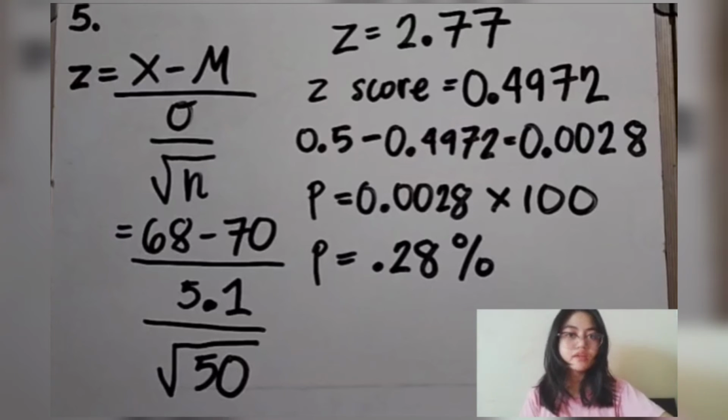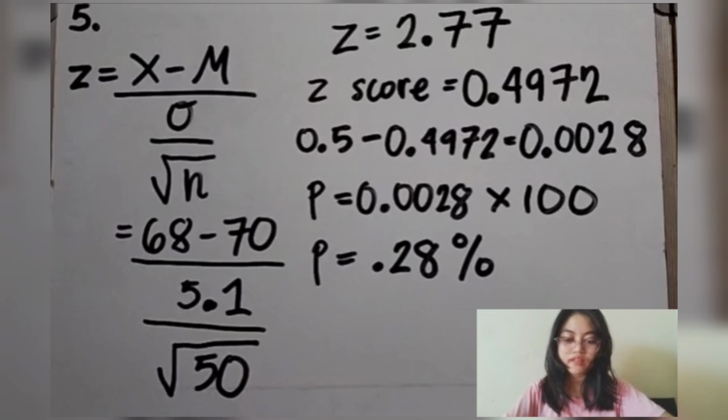For number 5, in a study of life expectancy of 400 people in a certain geographic region, the mean age at death was 70 years and standard deviation was 5.1 years. If a sample of 50 people from this region is selected, what is the probability that the mean life expectancy will be less than 68 years? We will use the formula z equals x minus mean divided by standard deviation over the square root of n. So we will substitute 68 minus 70 divided by 5.1 over the square root of 50. We will get z equals 2.77 and we will find it in the z table.